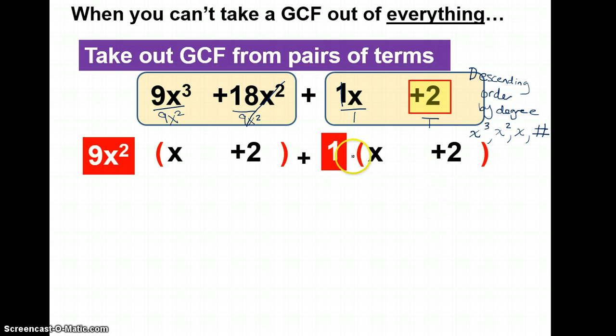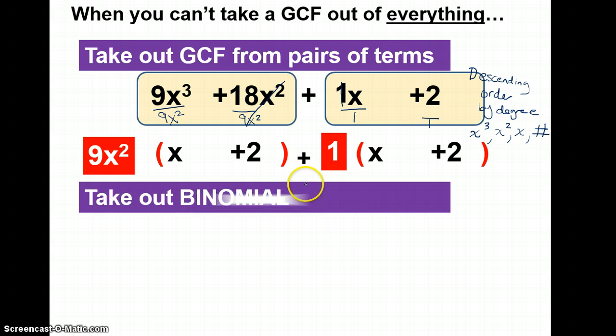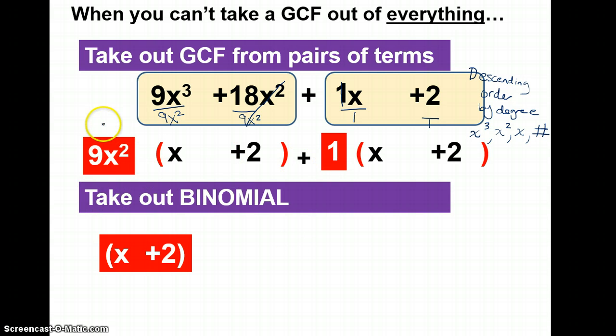Now, why did I do that? So that I could see that they do have a binomial in common here. They have an x plus 2 binomial in common. So I can take out that binomial that they have in common, x plus 2, and what am I left over with? Well, left over with that and that. I'm left over with 9x squared plus 1.